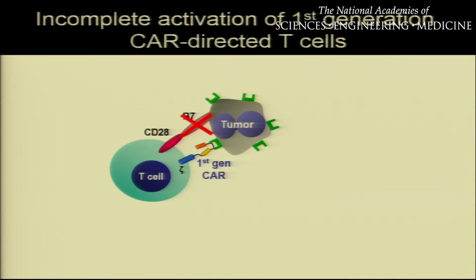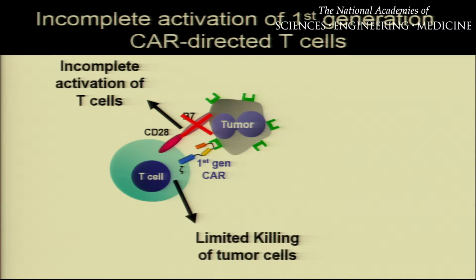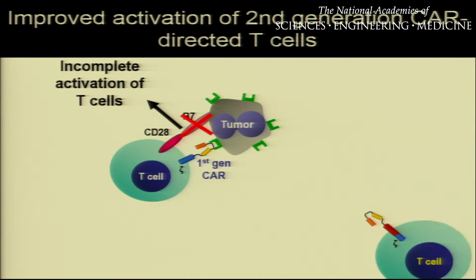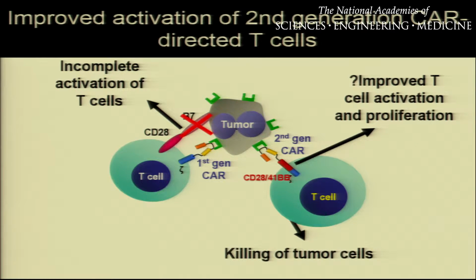When these were first tried clinically, and this really explains the 20-year gap between introduction and success, they were effectively inert. These so-called first-generation chimeric antigen receptors produce incomplete activation and limited killing. It was only when we introduced into these receptors co-stimulation, secondary signals, that allowed a single engagement to produce both signal 1 from the chimeric antigen receptor and signal 2 from the co-stimulatory molecule, that we started to see improved T cell activation and proliferation and killing of tumor cells.